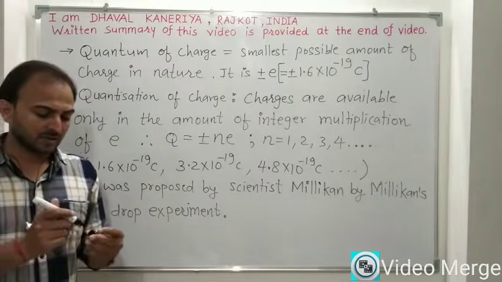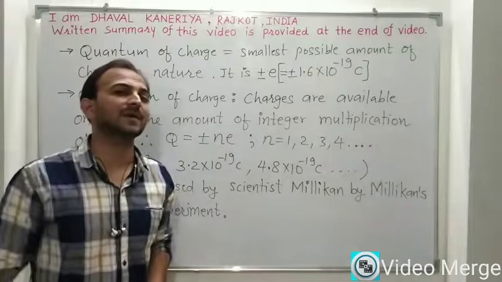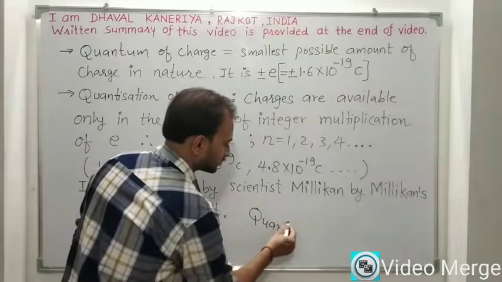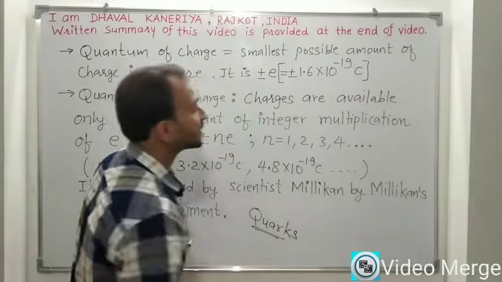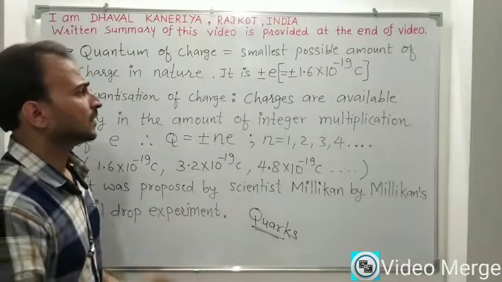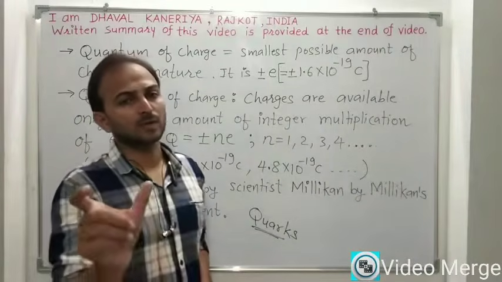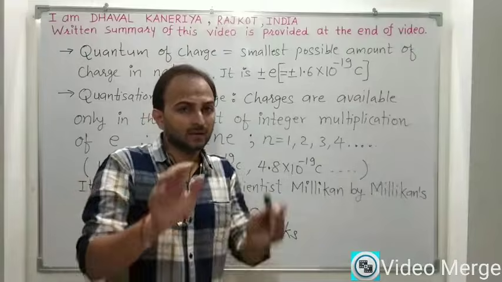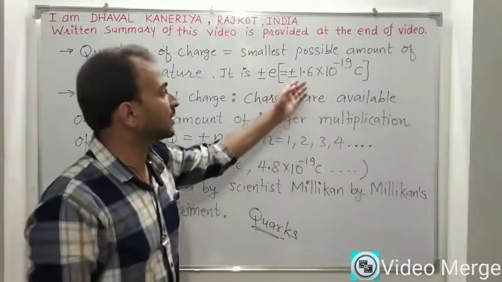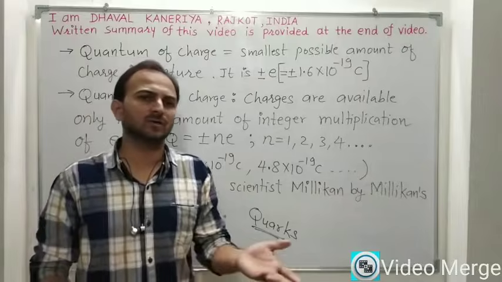The modern research has revealed the existence of many smaller fundamental particles which are called quarks. They have charges even smaller than this quantity. But a single charge never exists. They exist in groups. The group of 2, group of 3, and the overall charge of the entire group again comes out to be the integer multiple of this quantity. So the quantization rule is not fully right. It is also not fully wrong.